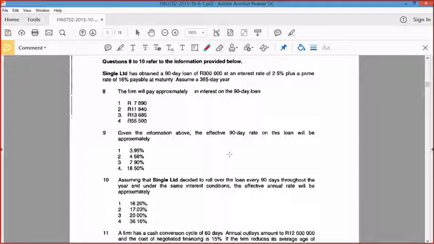You just need to work out the interest and compare that to the time that they're referring to, which is the 90-day loan. Remember, this is a 90-day loan, and the interest is payable at maturity. So they're looking at how much we actually pay in the actual first 90 days. What's the interest? First work out the interest, then work out the rates.